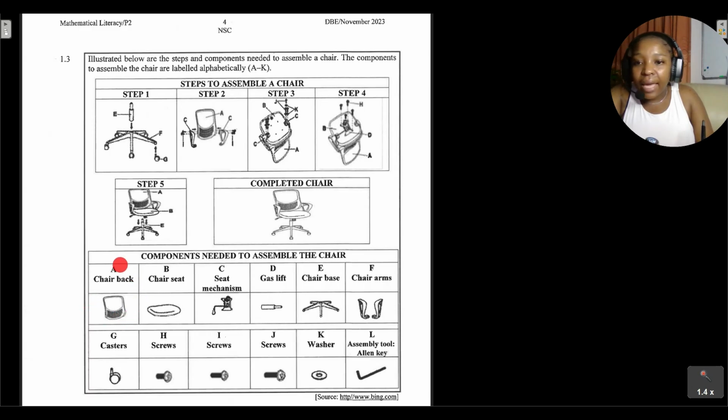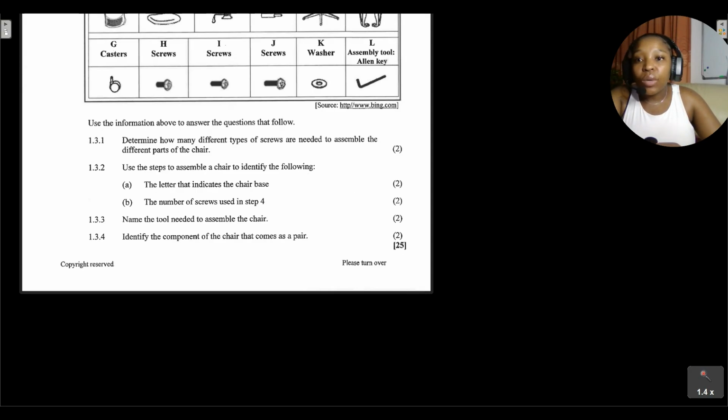We've got the chair back that's needed, the chair seat, mechanism, gas lift, chair base, chair arms, casters, screws. We're going to see that we've got 3 different types of screws needed. A washer and an assembly tool will be needed, called an Allen key. So these are the steps that we need to follow, and these are the components that we are going to need to assemble this chair. Use the information above to answer the questions that follow.